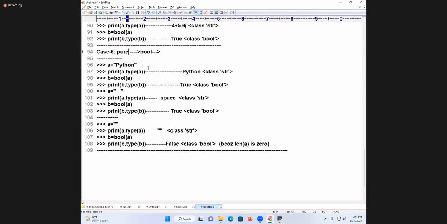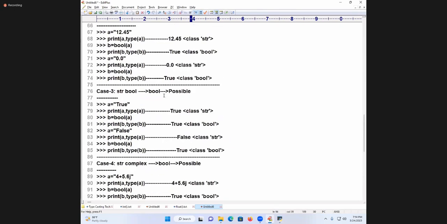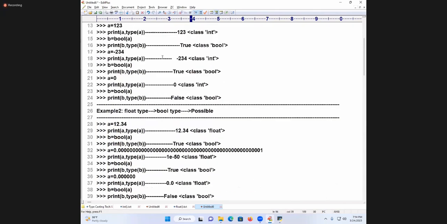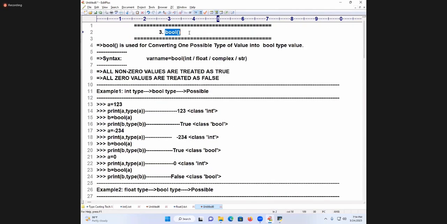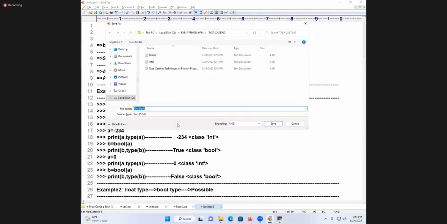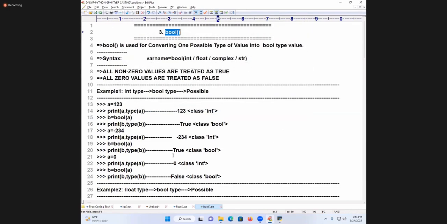Pure STR, pure STR to bool. Pure STR to bool is called what? Possible. Which conversion is this? Bool conversion. Bool conversion. Save it. Bool conversion. Are you following? Right. Let us have some tests.